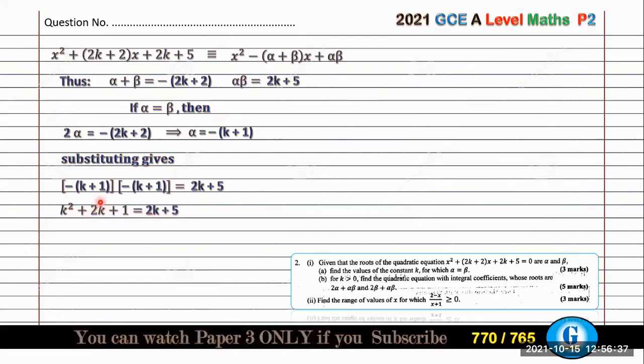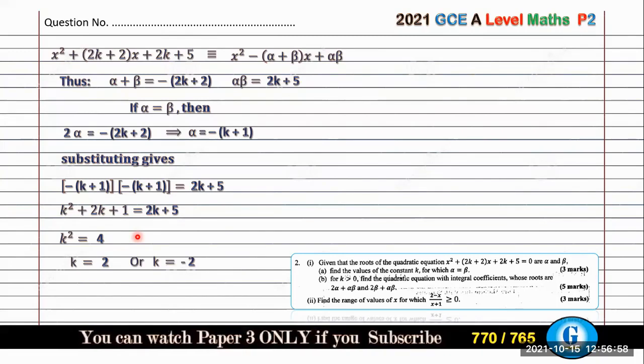When we bring like terms together, these two 2k's are common, right? So we'll have k squared equal to 4, and our k will be equal to plus 2 or minus 2. So those are the two values of k for which alpha is equal to beta. k equals 2 or k equals minus 2.